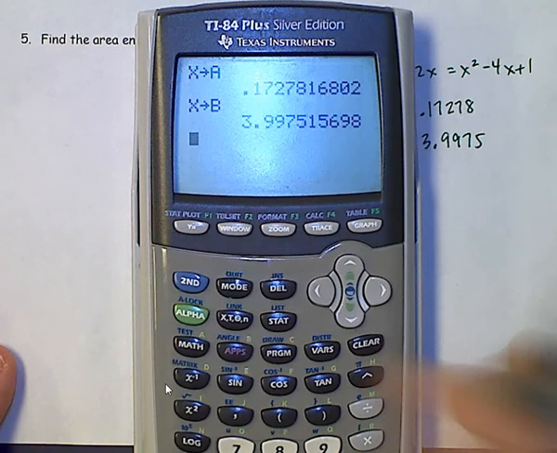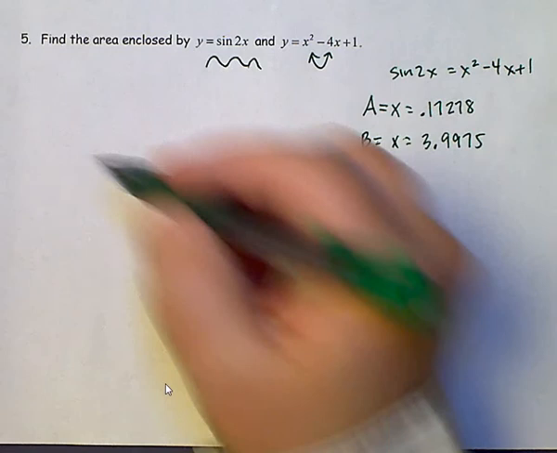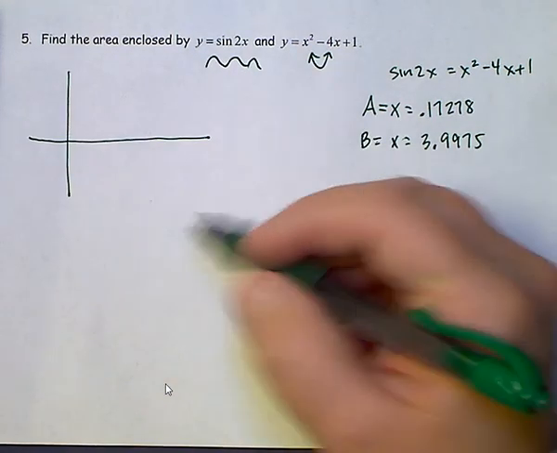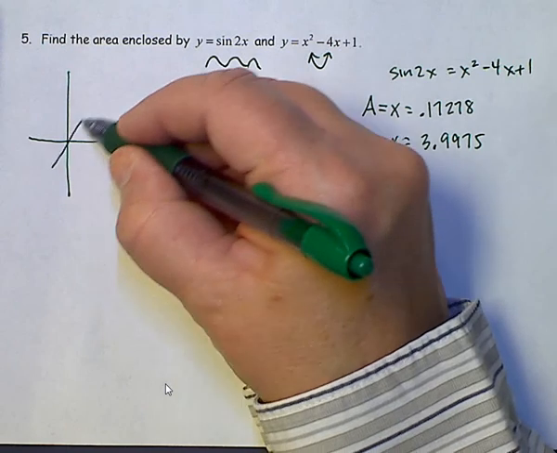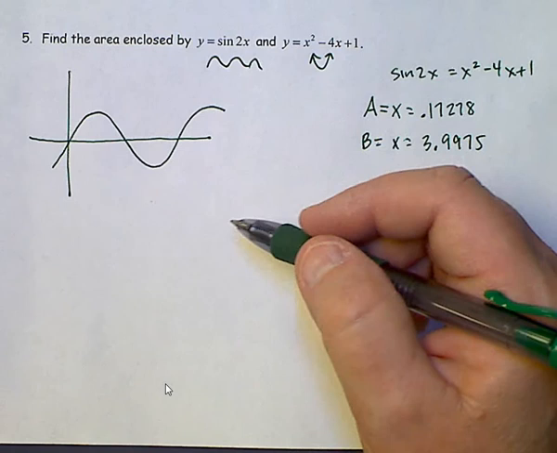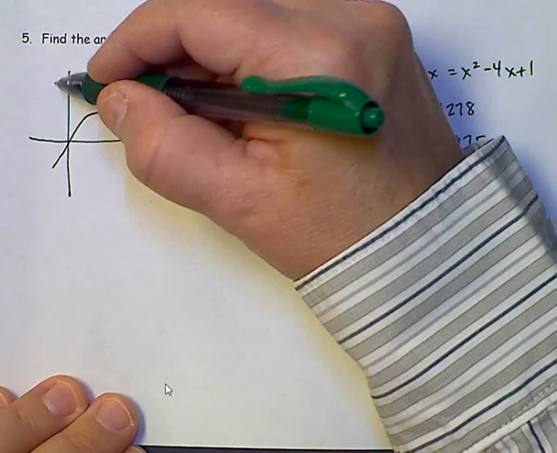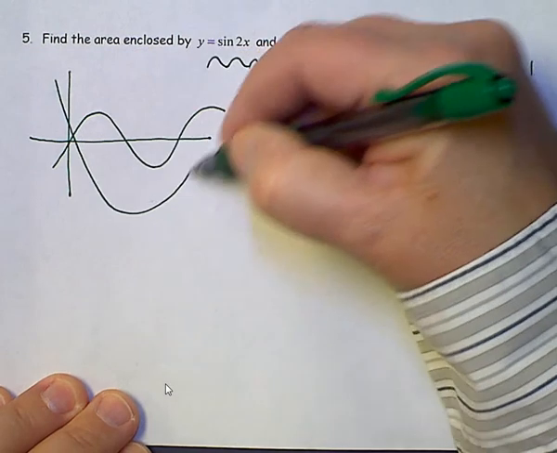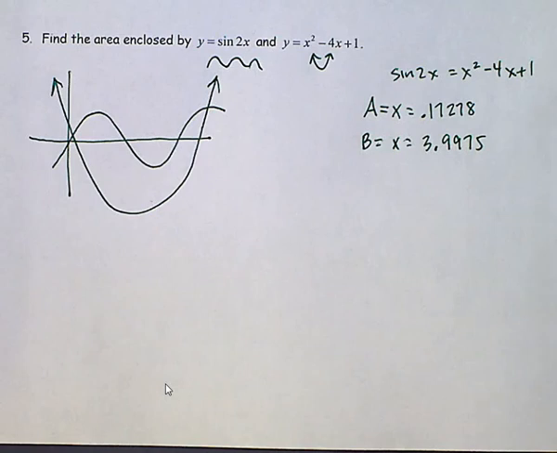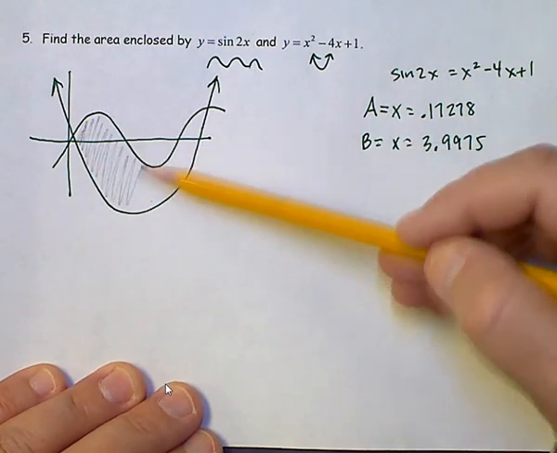Alright, I'm going to go back to my graph so I can sketch this out. Just a little bit right of the origin. There's my sine function looking somewhat like this. Here's my parabola looking something like this. And I need the area between these two curves right here.